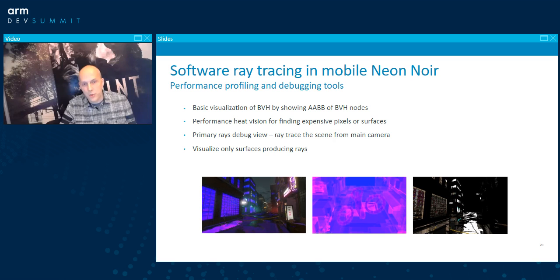Good profiling tools for content creators are very important, especially on mobile platforms. Because of that, we provided several debug views allowing the artist to quickly find performance-heavy assets and possibly optimize them. So first we have a basic visualization of the BVH tree by showing bounding boxes of BVH nodes. Then we have a performance heat vision mode, where pixels producing too much shader work are displayed in red. Also we made a primary ray debug view, where tracing is used instead of main view rasterization, which is really great in combination with performance heat vision.